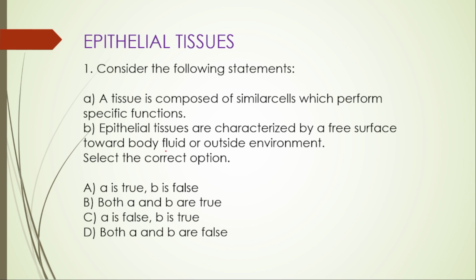So here option A, A is true, B is false. Option B, both A and B are true. Option C, A is false, B is true. And then option D, both A and B are false. So here both these statements are right: a tissue is composed of similar cells which perform specific functions, and epithelial tissues are characterized by a free surface towards the body fluid or outside environment. This one is also correct. So both are correct, and the right option is option B here.